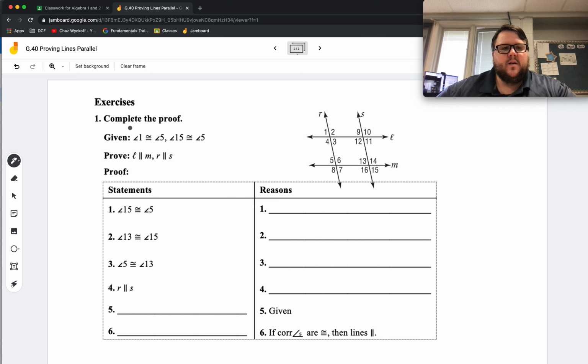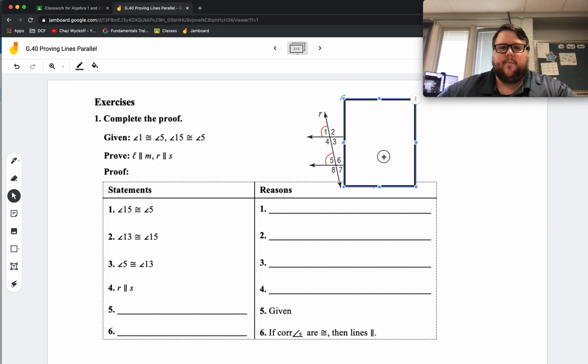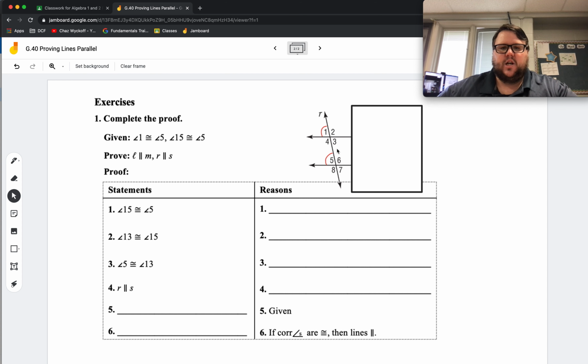All right, complete the proof. I'm going to label what they give us. Angle 1 is congruent to angle 5. Right off the bat, we notice that those two angles, if I were to forget about that part right there and just look at where angle 1 and angle 5 are, we would say that those are corresponding angles from what we've learned. So angle 1 and angle 5 are congruent, and they're corresponding angles.